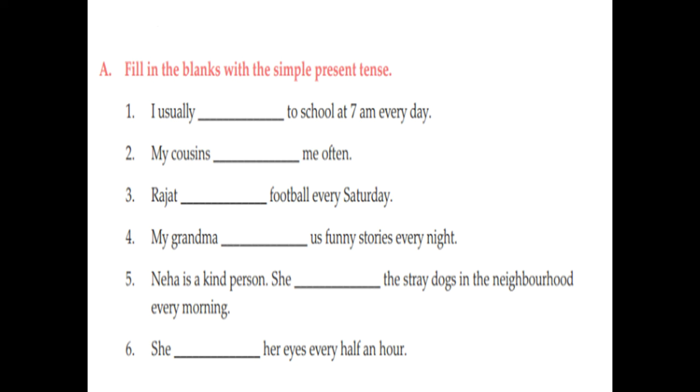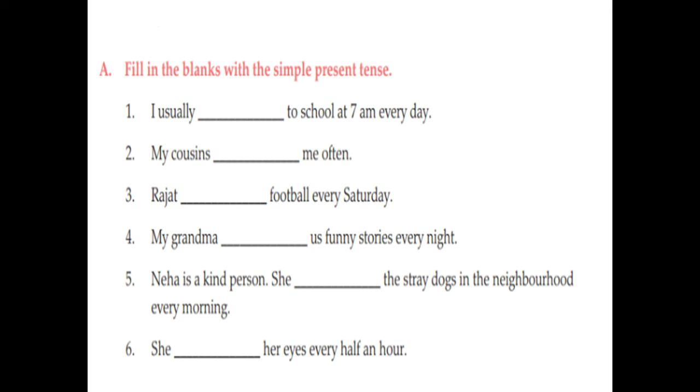Go to section A. Fill in the blanks with the simple present tense. What is meant by present tense? Once again I repeat, an action which is happening right now or else an action which is happening regularly. So here, look at the first sentence. I usually dash to school at 7 a.m. every day. So what is the right answer for this sentence? Can you guess? Yeah, the action is happening regularly, go to school at 7 a.m. every day. So here the answer is go. I usually go to school at 7 a.m. every day.